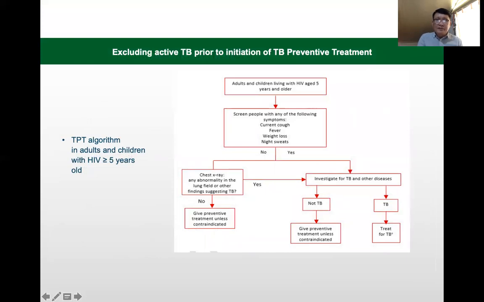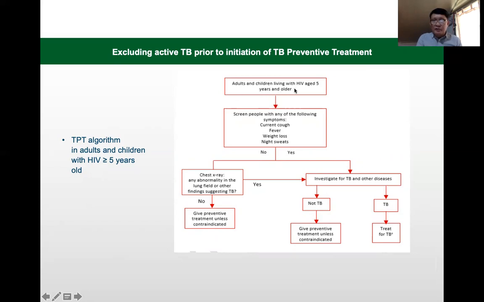So this is just a slide, an algorithm showing the TPT algorithm in adults and children with HIV aged 5 years old and above. Following this algorithm, it's easy to do our next course of action.